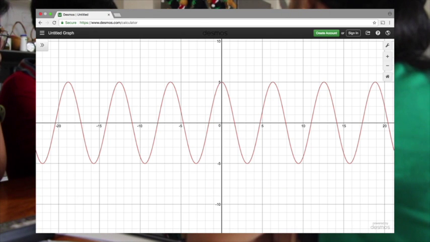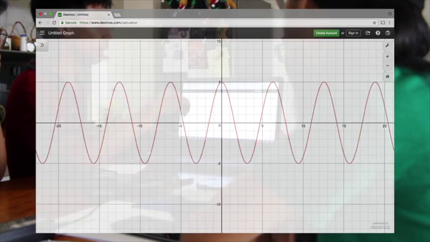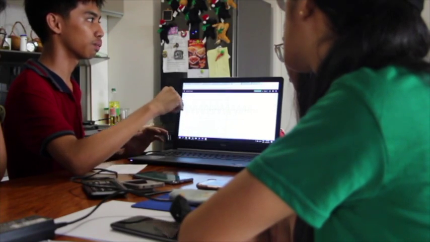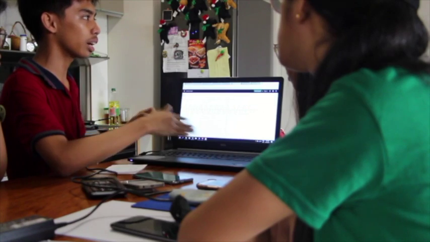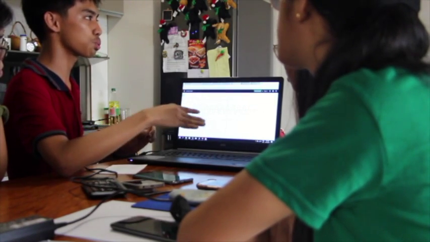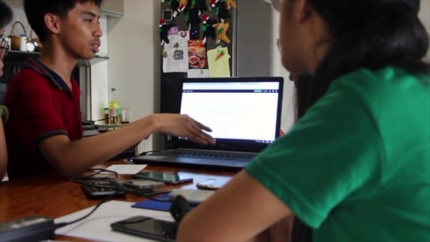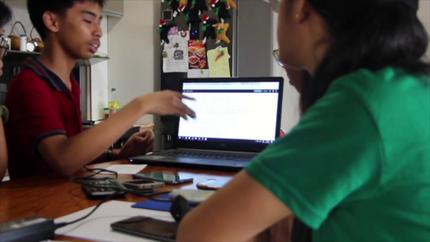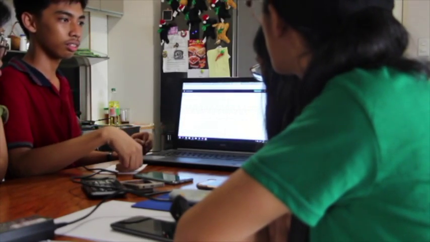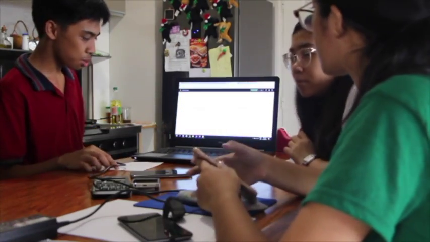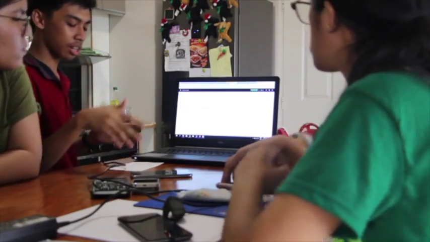Pwede nating sabihin na yung zeros niya ay 2n minus 1 pi over 2, kasi kahit anong number yung n mo. Halimbawa, yung n mo is 1. So 2 times 1 minus 1 over 2, so 1/2 pi, which is dito yun. Okay, tapos na tayo dun sa zeros.